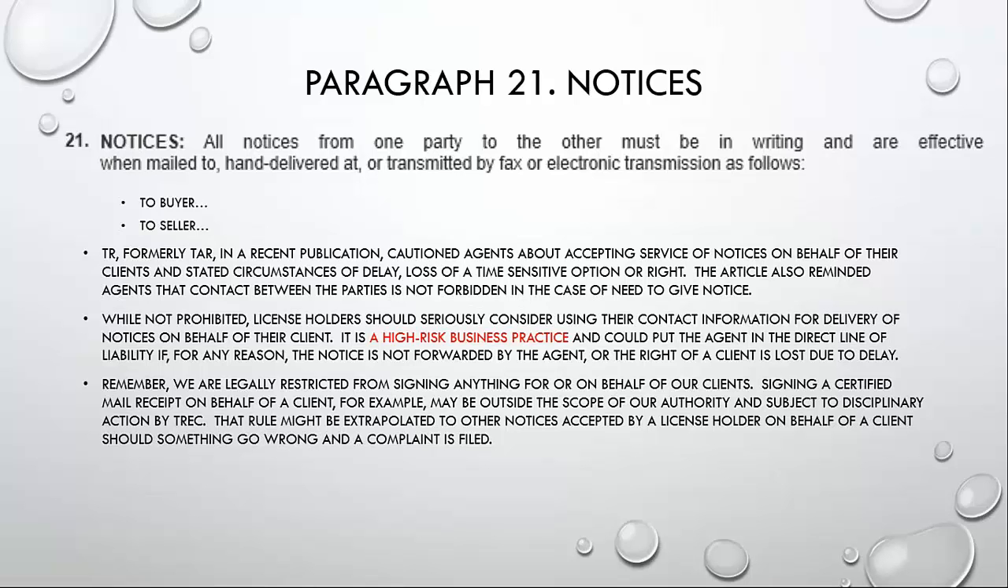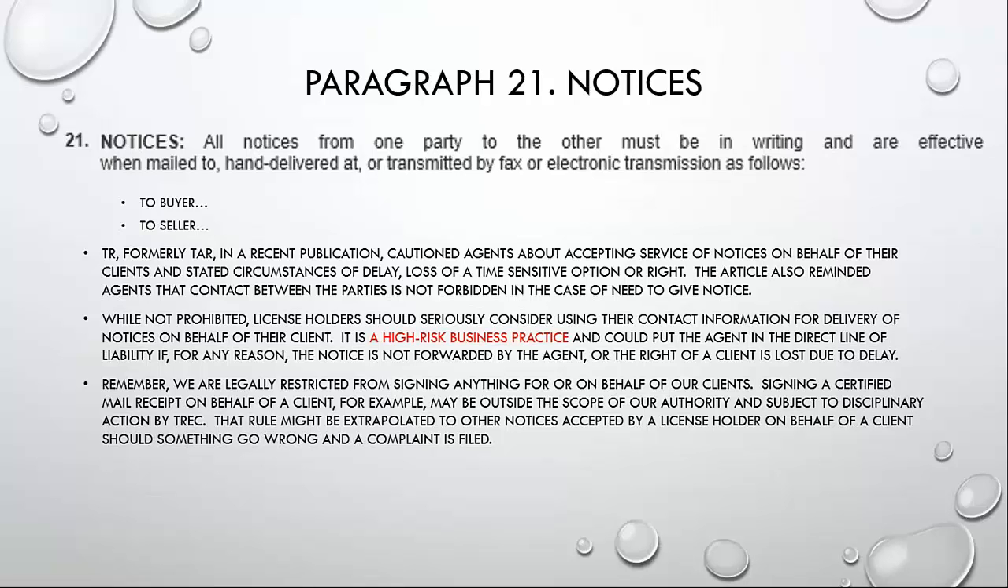Signing a certified mail receipt, as an example, on behalf of a client, for example, might be outside the scope of our authority and subject to disciplinary action by TREC. That rule might be extrapolated to other notices accepted by a license holder on behalf of a client should something go wrong and a complaint is filed.